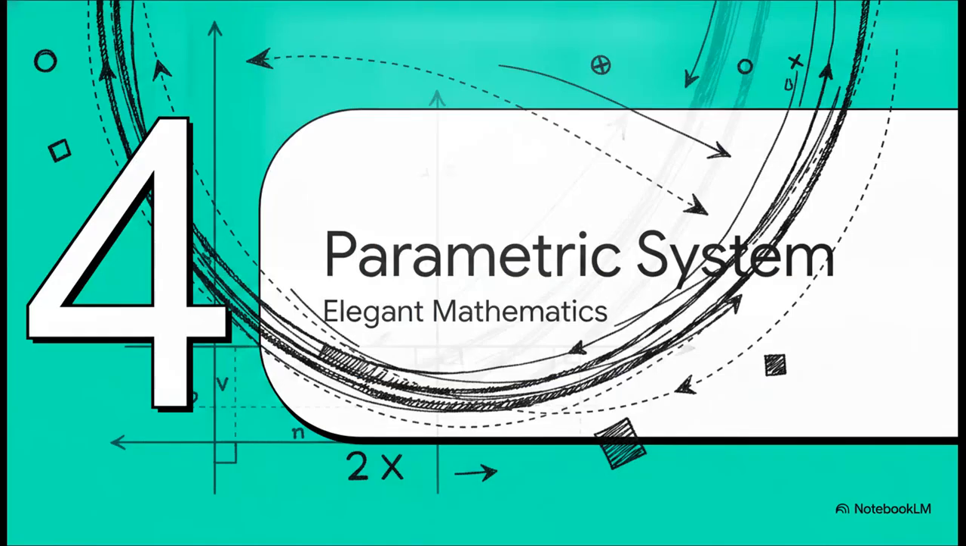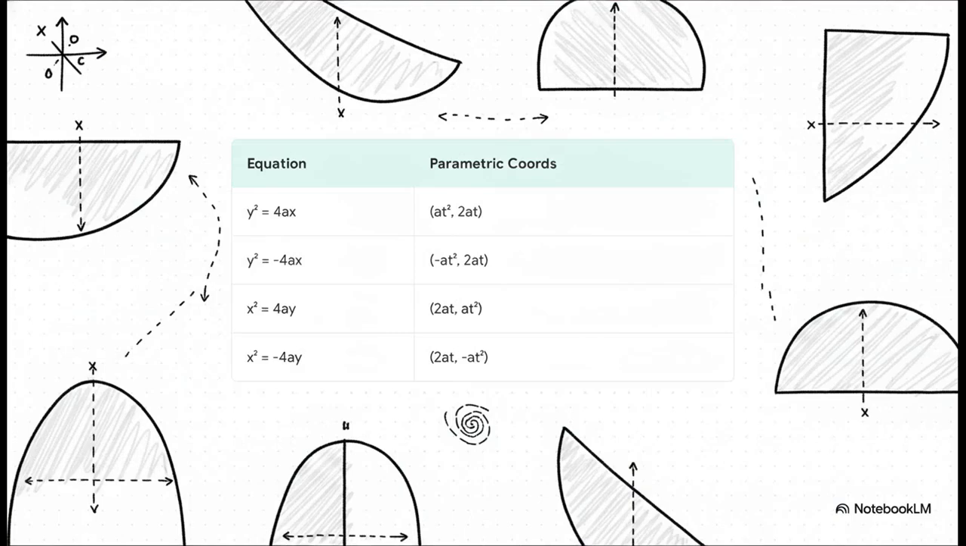Section 4. The parametric coordinate system. So let's see how this logic builds across all the standard orientations. Instead of constantly juggling an x and a y, what if we just introduce a single parameter called t? For a standard right-facing parabola, any point can be defined cleanly as (at², 2at). And when you map it out, you can see how beautifully that logic scales.